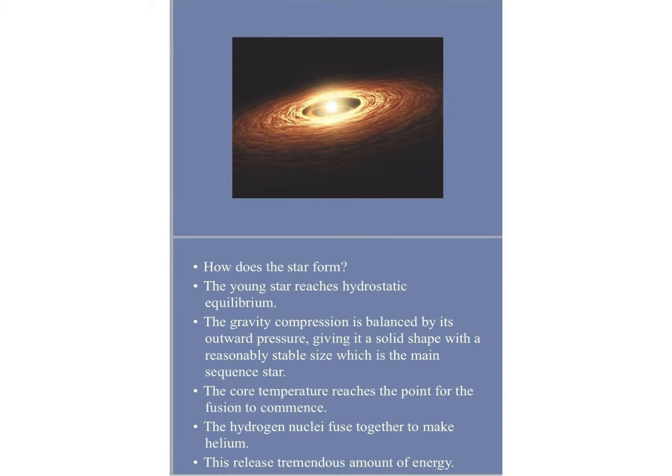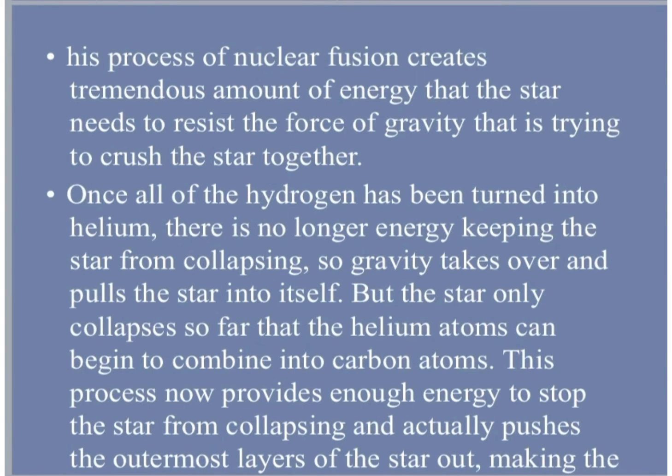How does the star form? The young star reaches hydrostatic equilibrium. The gravity compression is balanced by its outward pressure, giving it a solid shape with a reasonably stable size, which is the main sequence star. This process of nuclear fusion creates a tremendous amount of energy that the star needs to resist the force of gravity that is trying to crush the star together.